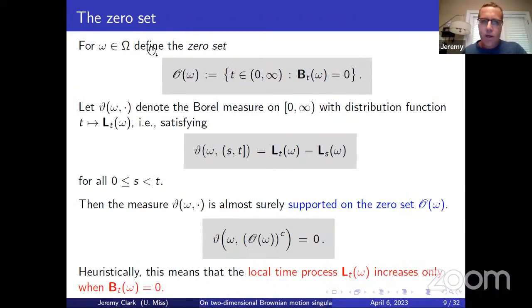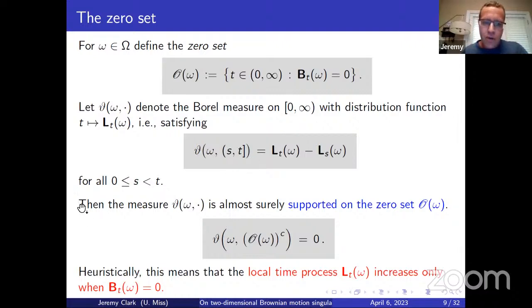Another thing that I want to talk about. If you take any sample point, define the zero set. This is simply the set of times at which the Brownian motion is 0. Now define a measure. Define theta as the measure on the positive real line with distribution function given by the local time. In other words, the measure of the interval from S to T is just the change in the local time, in the ordinary sense of a distribution function. You're using the local time as a distribution function.